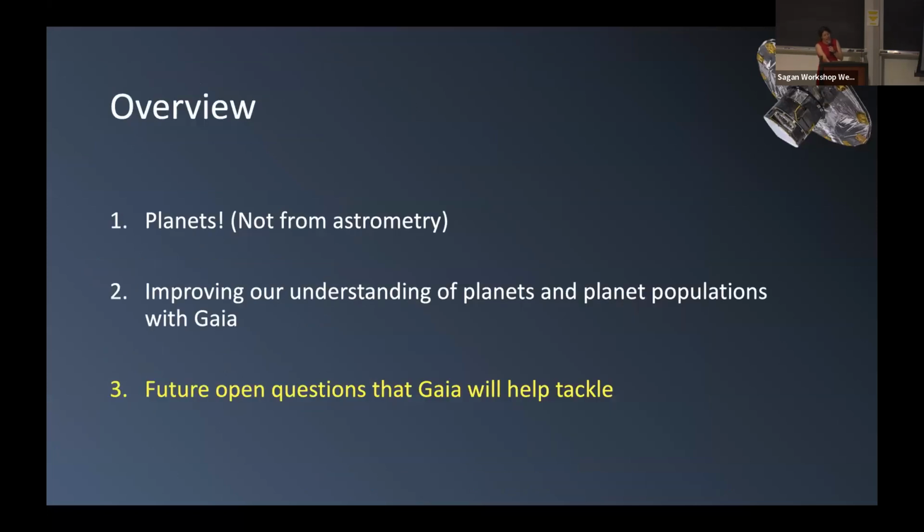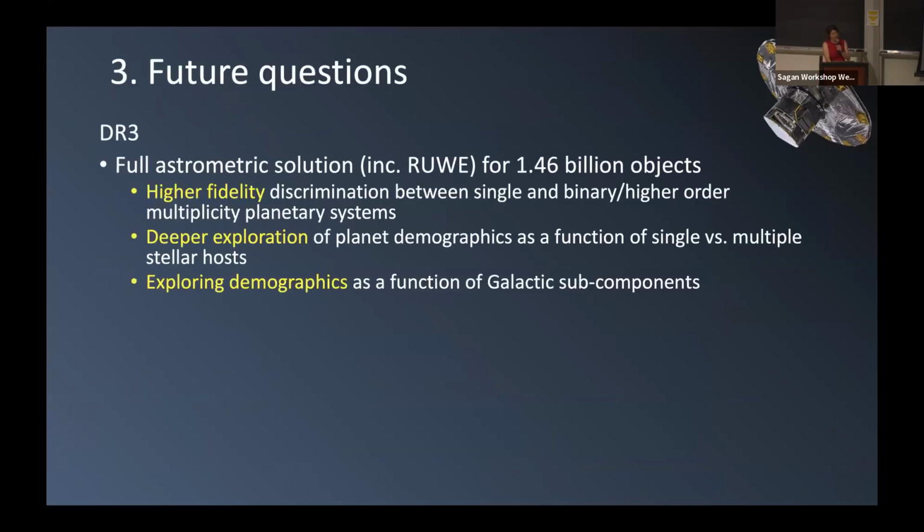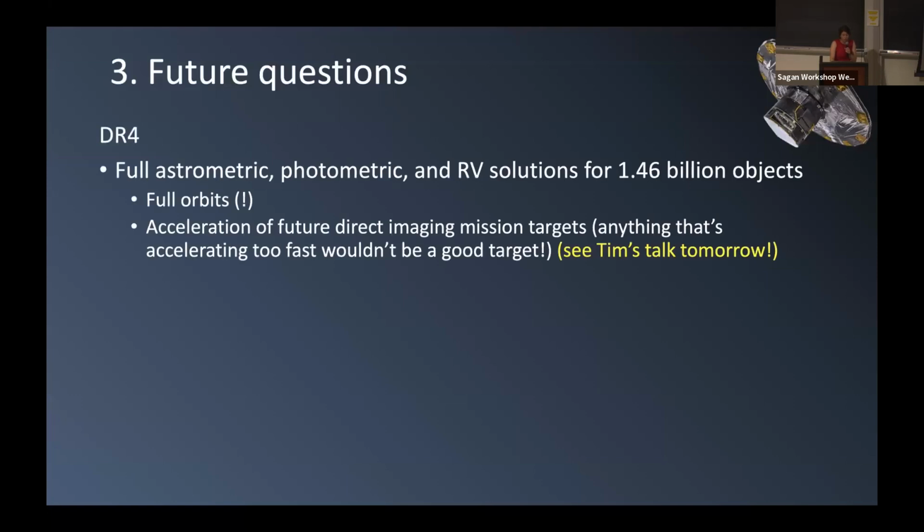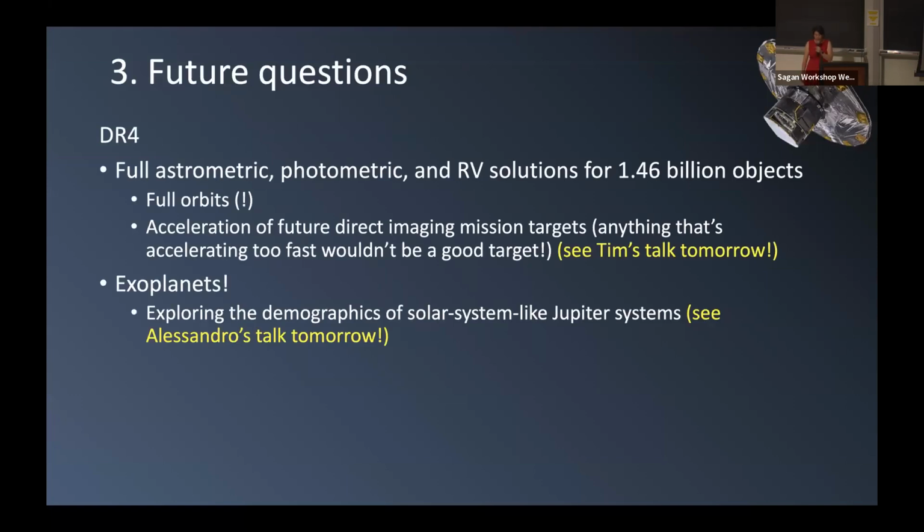All right. I'm into my question time. So I'm going to stop by saying that DR3 has a lot more data and we will answer a lot more of these interesting demographics questions. Read this slide at your leisure later. And then DR4 is going to be covered in a lot by Tim's talk and Alessandra's talk tomorrow. So there will be full orbits for everything, which will be super cool. And the exoplanet catalog is going to come out in DR4. There's 20,000 cold Jupiters going to come out in DR4. That's going to be wild. That's going to revolutionize the field. Thank you very much.